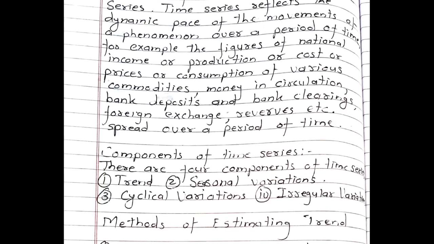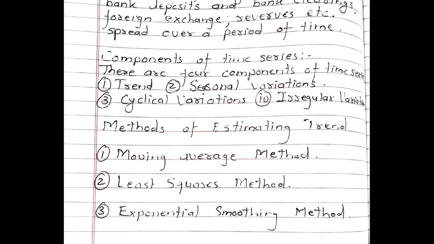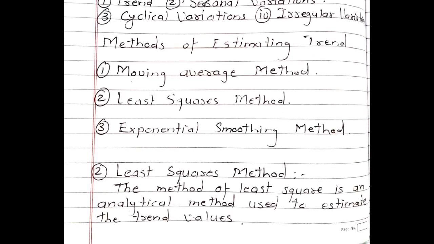There are 4 components of time series. First is trend, second is seasonal variations, third is cyclical variations, and fourth is irregular variations. Methods of estimating trend: first method, moving average method; second method is called the least squares method; and third method is called the exponential smoothing method. So today we are going to see the least squares method.